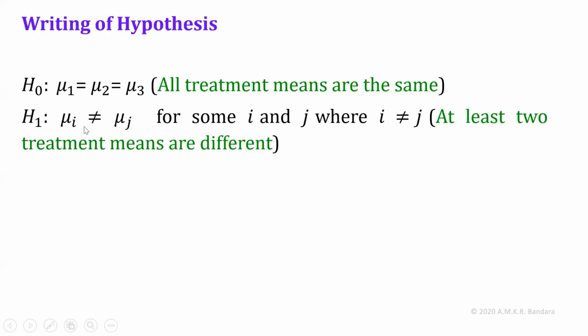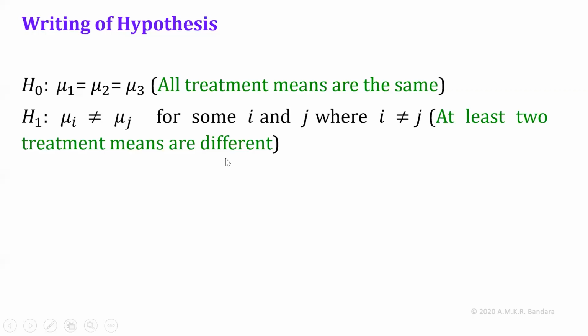i may be any value or j may be any value. So this may be 1, this may be 2, this may be 1, this may be 3, this may be 2, this may be 3, where i not equal to j. So this cannot be 1 and 1. So that is the meaning of that. So before constructing the ANOVA table, you have to write this null hypothesis and alternative hypothesis.